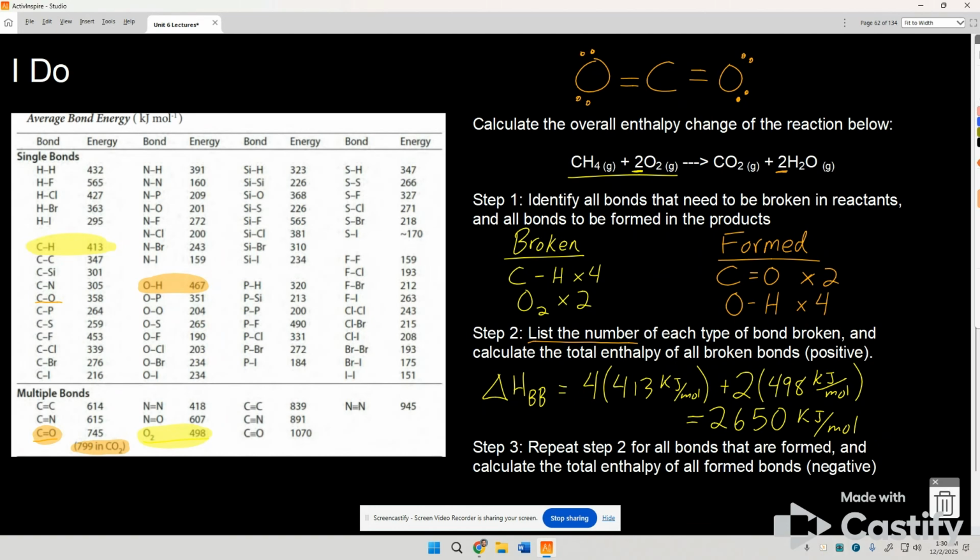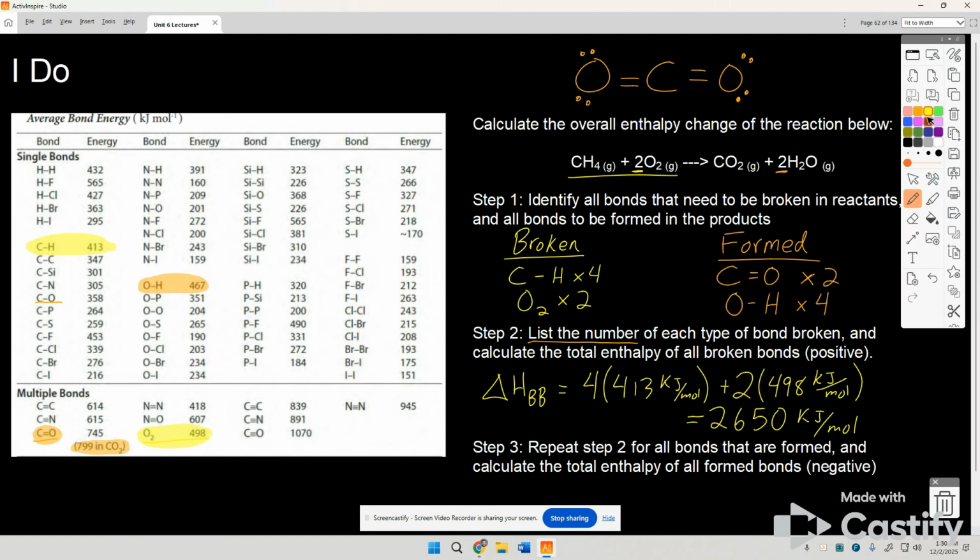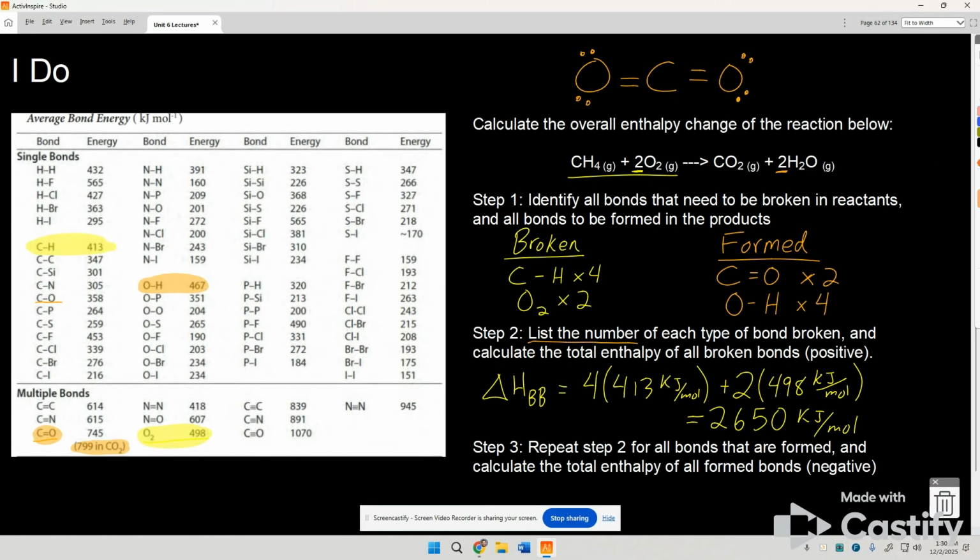Now we're going to do the same thing with the bonds formed. I don't have a ton of room to write down there at the bottom, so I'm going to see how much I can squeeze in here. But we've got delta H of the bonds formed. Remember, these are all negative values because bonds formed release energy, have that negative enthalpy. So here we go. I've got 2 carbon-oxygen double bonds that come from the CO2, which is going to be 799 kilojoules per mole.